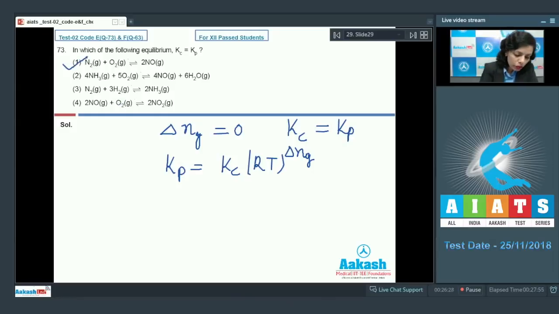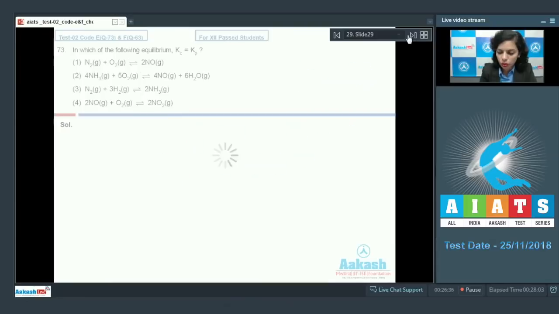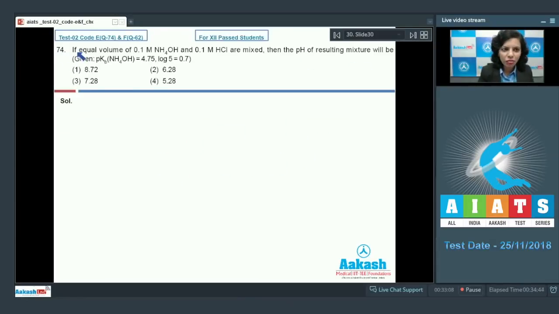That's why the first option is the correct option for this particular case. After this, it's the turn for the next question, that is 74. Question number 74: If equal volumes of 0.1 molar ammonium hydroxide and 0.1 molar HCl are mixed, then the pH of the resulting mixture will be.